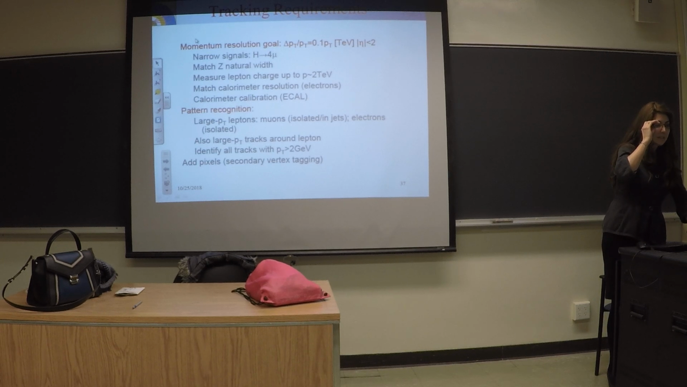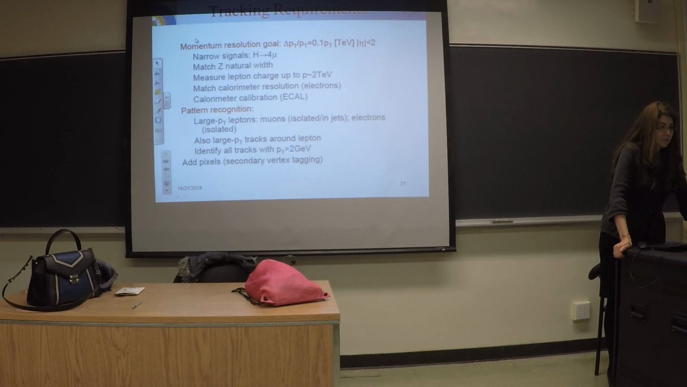So they knew from the beginning I need to be able to measure the lepton charge up to 2 TeV. And measuring the lepton charge means I need to figure out how much this muon was bending. That's what it means to measure the charge. I need to know if it bent to the right or the left, and make sure it goes to different electronics. And I have to match the calorimeter resolution, because you always have to match energy to momentum.